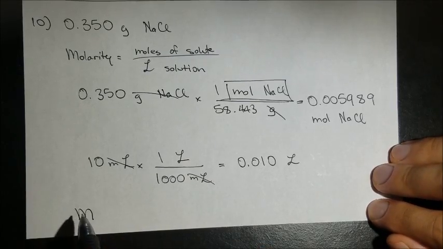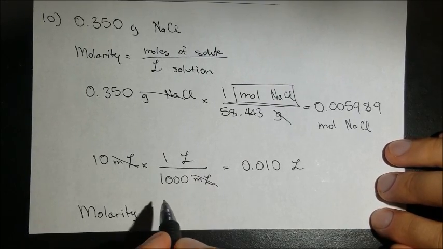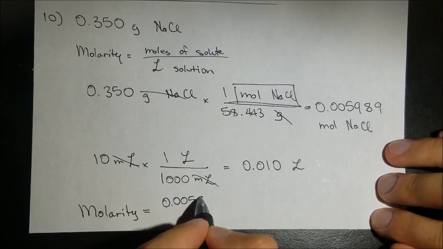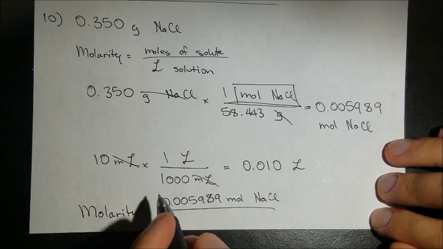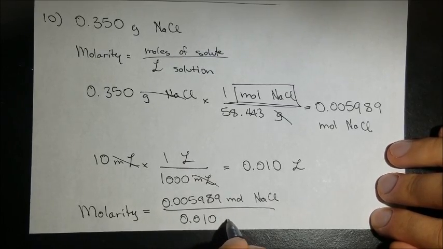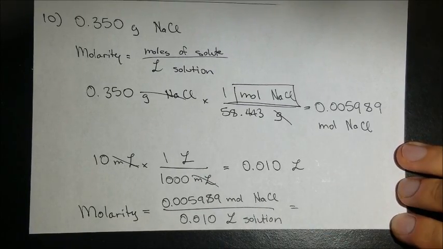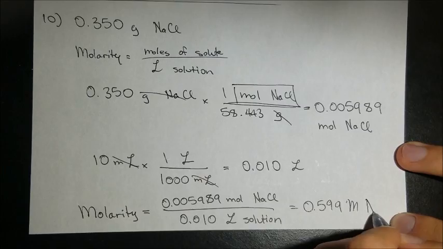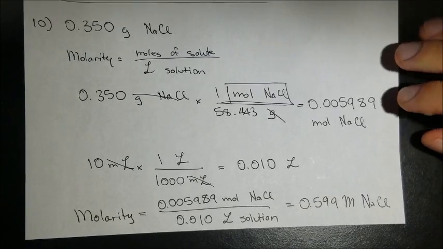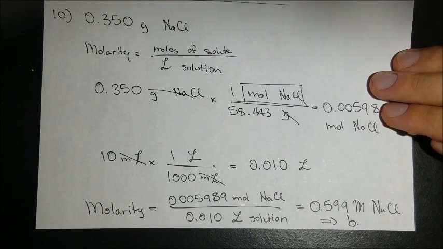So the molarity is going to equal 0.00598 moles of sodium chloride divided by 0.010 liters of solution. And if I do this out, I would find that I get 0.599 molar sodium chloride. And what that corresponds to then is B. So B is the correct answer for number 10. Alright, and that was worksheet number 7.